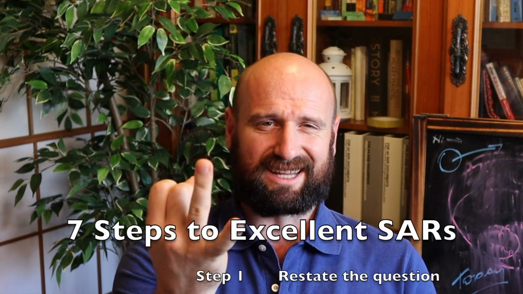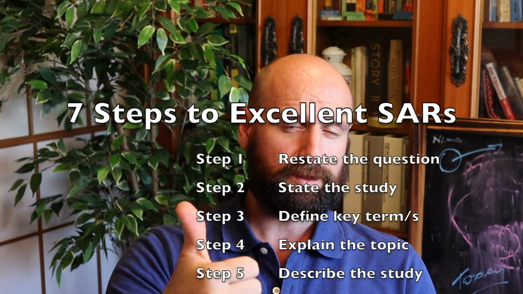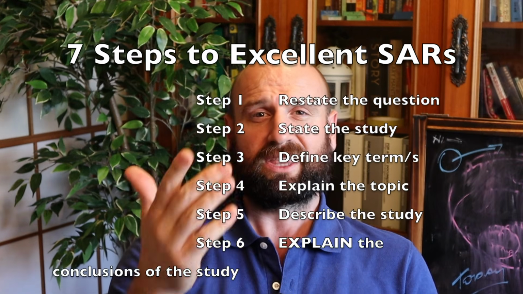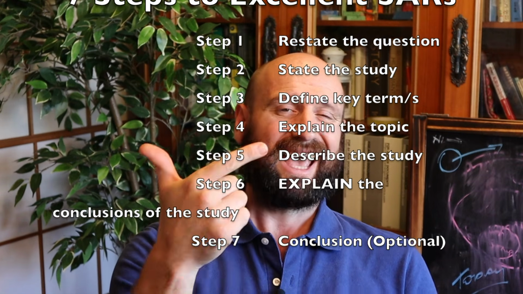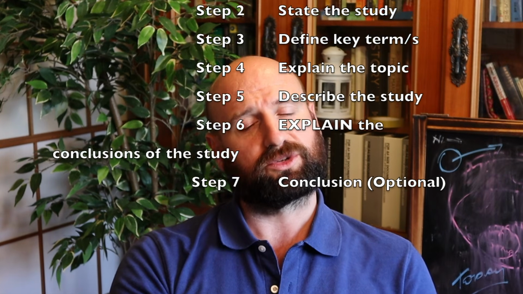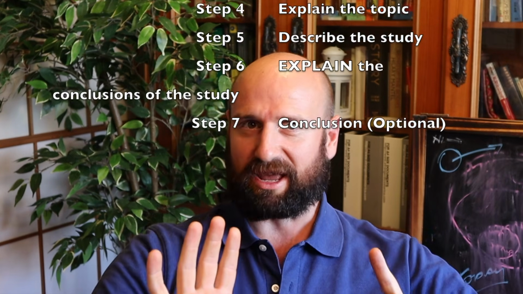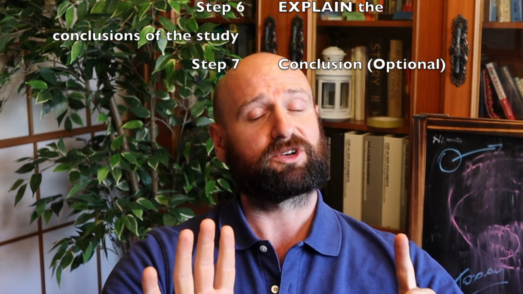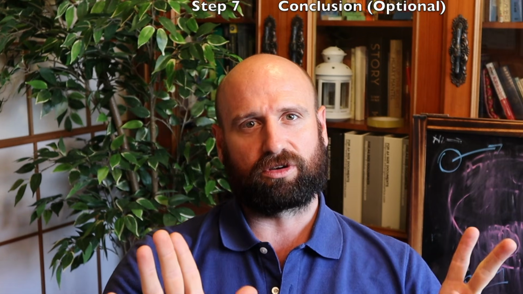Restate the question, state the study you're going to use. That's your introduction. Central argument begins with a definition of the key term and then the explanation of the topic. Then describe the supporting study and explain how that study is used, we're up to now step 6, explain what that study shows about the topic, and then optional conclusion, mic drop. You've got a perfect short answer response if you can do all those things properly.